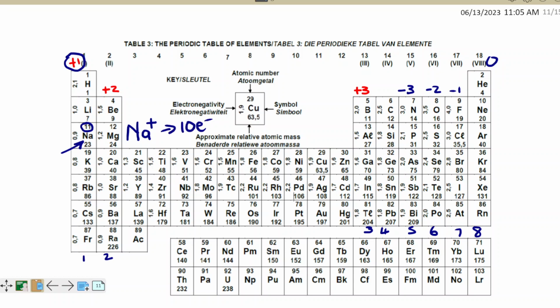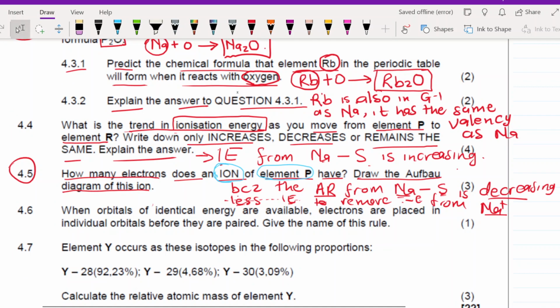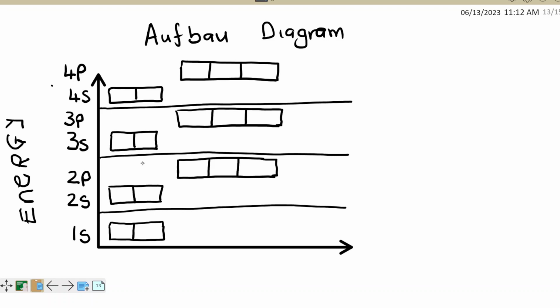So now we have 10 electrons for sodium. They are asking, how many electrons does the ion have? We said it has 10 electrons. Now, draw an Aufbau diagram of this ion. In other words, the ion of sodium that has 10 electrons. We need to draw the Aufbau diagram. What is the Aufbau diagram? Here is the Aufbau diagram.